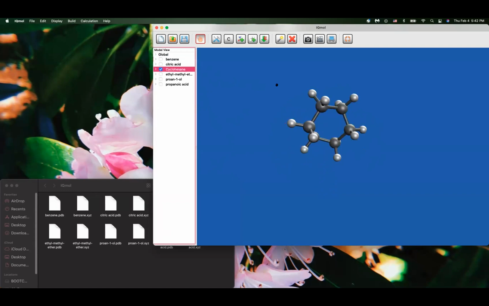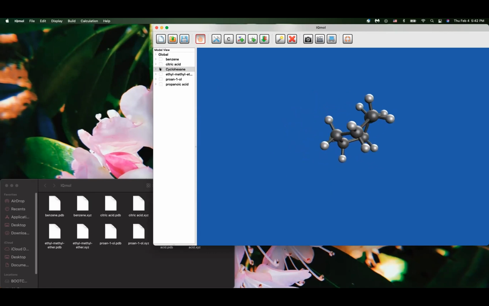The third organic molecule I chose was cyclohexane. The fourth organic molecule I chose is ethyl methyl ether. The fifth organic molecule I chose is 1-propanol. And the last organic molecule I chose is propanoic acid.